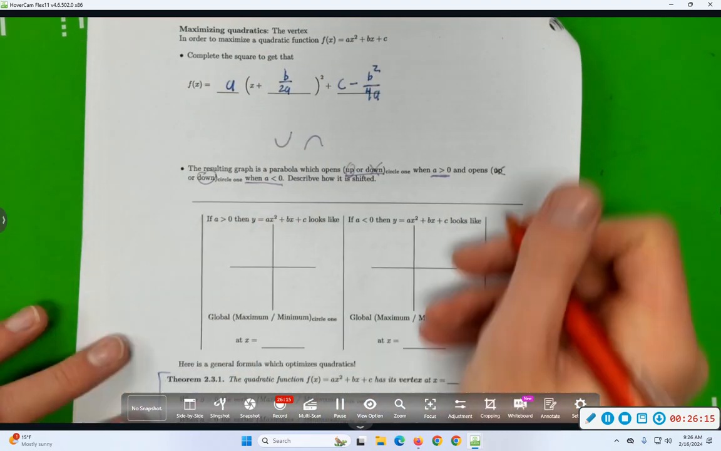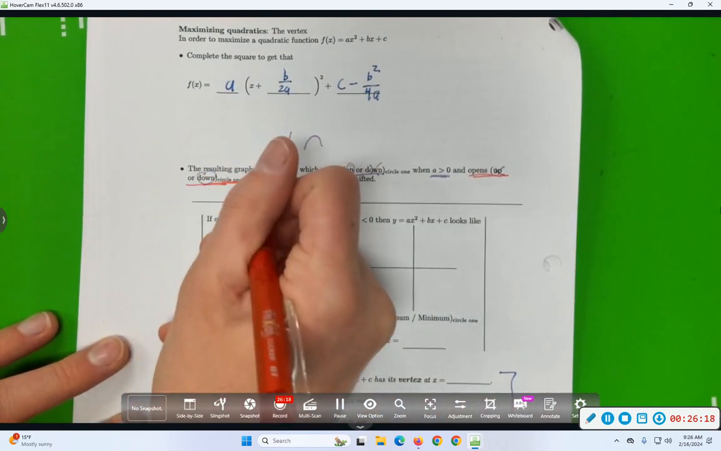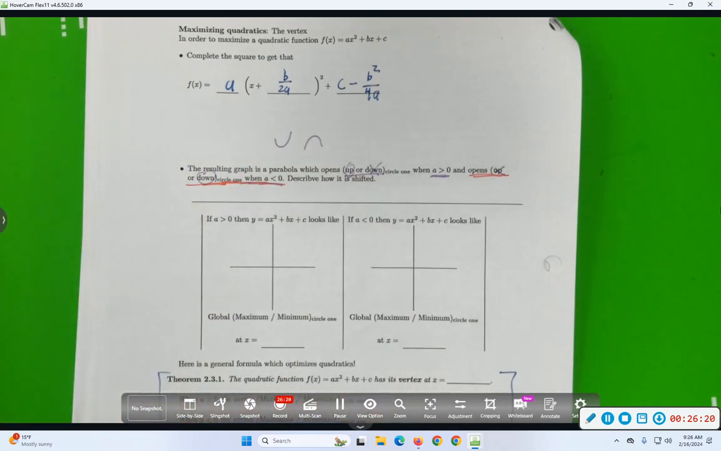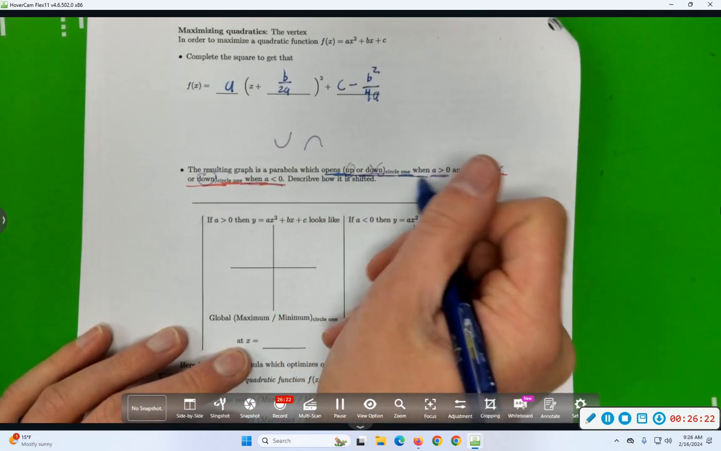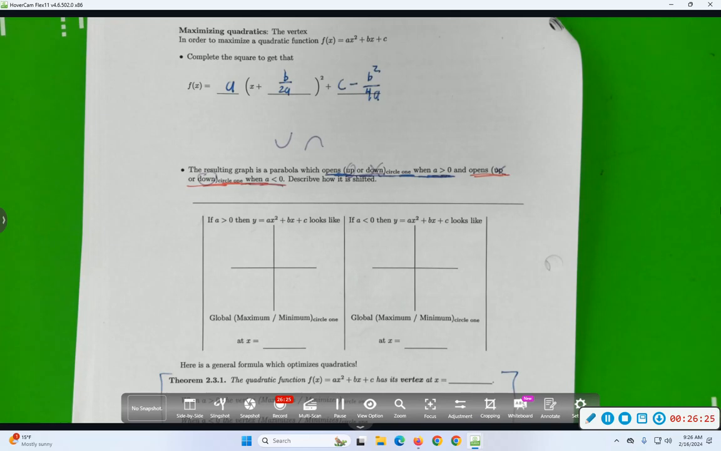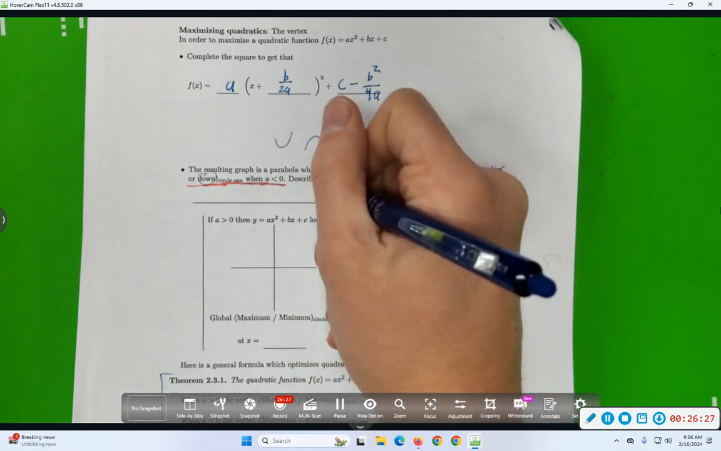The color coding is nice. Next. Ooh, that's a silly typo.